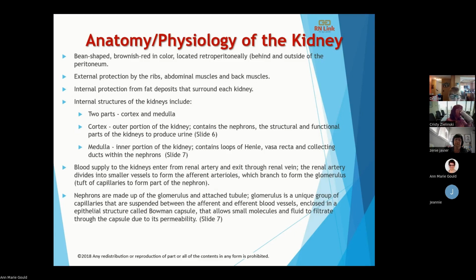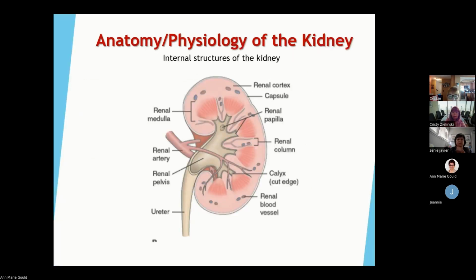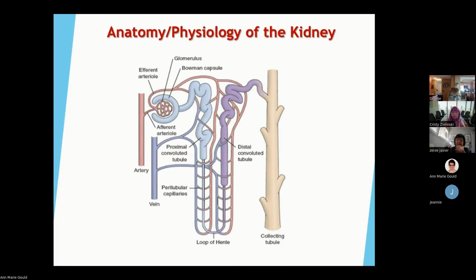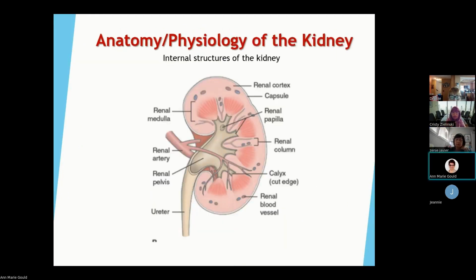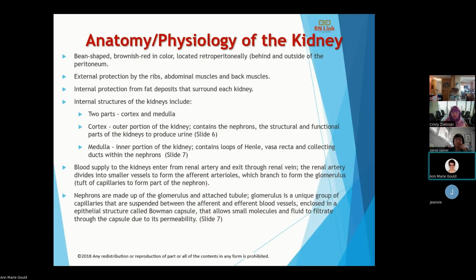So of course we have two internal structures. The two parts are the cortex and the medulla. Now, the cortex is the outer portion of the kidney, and that's where your nephrons, the structural and functional parts of the kidney that produce the urine, are located. Let's look at that on slide 6. Here it is. So this is a nephron, okay? Then you have the medulla, which is the inner portion of the kidney that contains the loops of Henle, vasa recta, and collecting ducts within the nephron. Oh, I got it backwards. So this is the cortex.